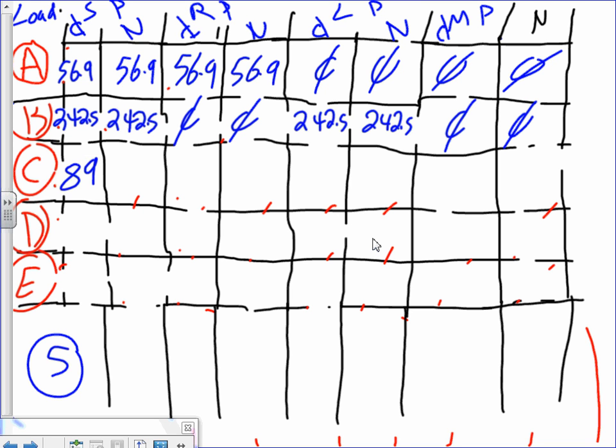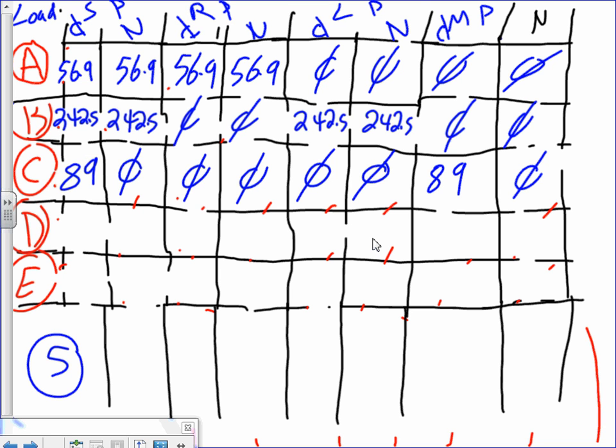Is there anything under the neutral? They're all three phase. If you load this three phase, only three phase, like motors and chillers, what would the neutral be? Zero. The load under neutral here would be zero. How about here? We're not going to put anything here. Zero, zero, zero. How about mechanical panel? 89. And how about the neutral? Zero. Why did I put zero for the neutral? Because the mechanical equipment that I have needs no neutral.